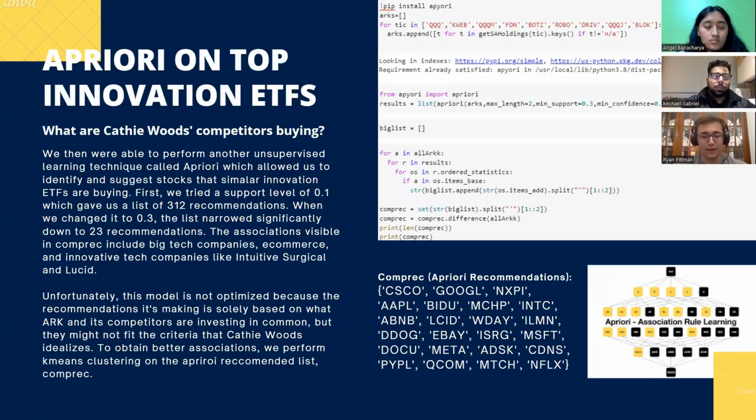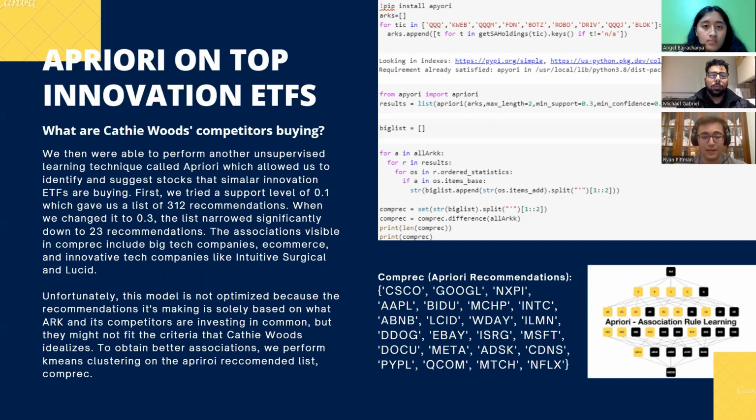Our next step was to use a priori algorithms to identify and suggest stocks that competing ETFs are buying. Such high innovation ETFs include QQQ, ROBO, and QQQJ. We originally tuned the algorithm with a support level of 0.1, which provided 312 recommendations to Kathy Woods. Changing the support level to 0.3 narrowed these recommendations down to the top 23. We labeled this list CompRec, and the tickers it holds are listed below.